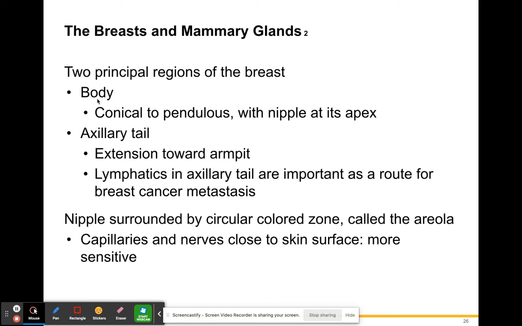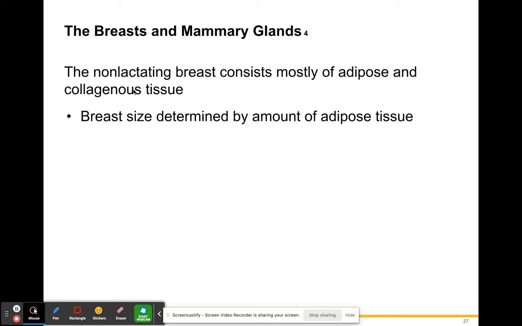Okay, there are two principal regions of the breast. The first one is called the body. This is conical or pendulous, with the nipple at its apex. It has an axillary tail, which is the extension towards the armpits. There are lymphatics in the axillary tail, and that is how cancer cells metastasize from one place to another into other parts of the lymphatic system. The nipple is surrounded by a circular colored zone called the areola. Capillaries and nerves close to the skin make the areola more sensitive. The non-lactating breast consists mostly of adipose tissue and collagenous tissue, and breast size is determined by the amount of adipose tissue in the breast, which is genetic in nature.